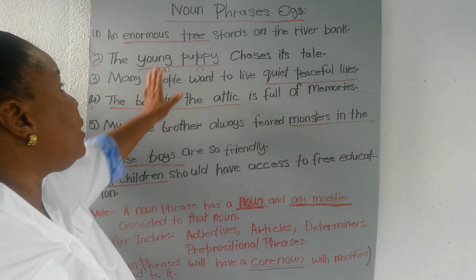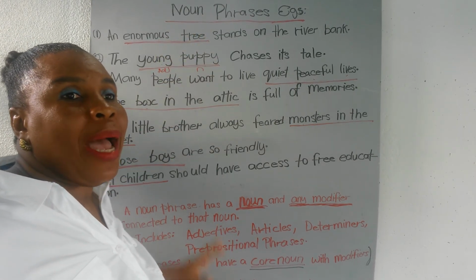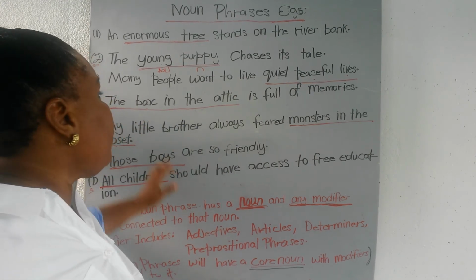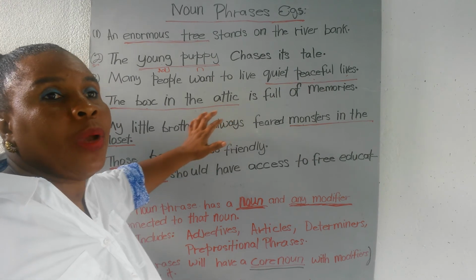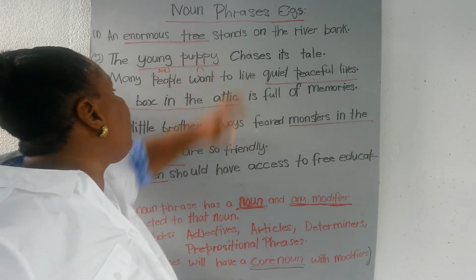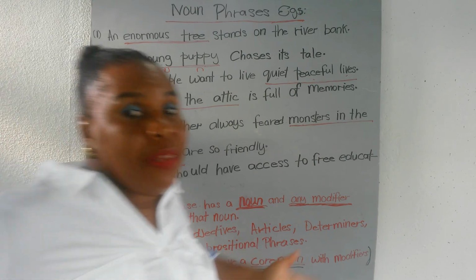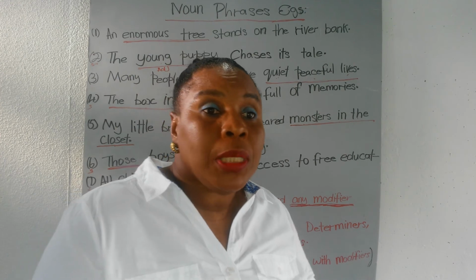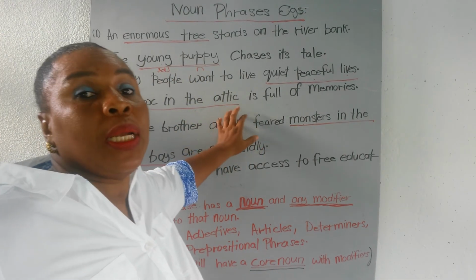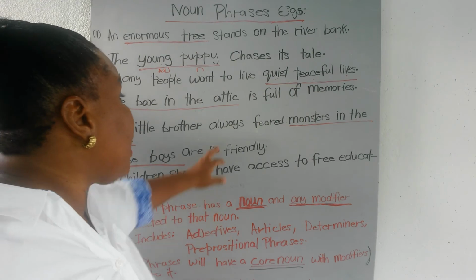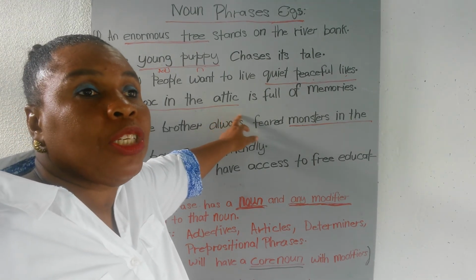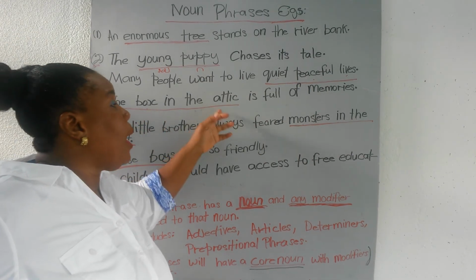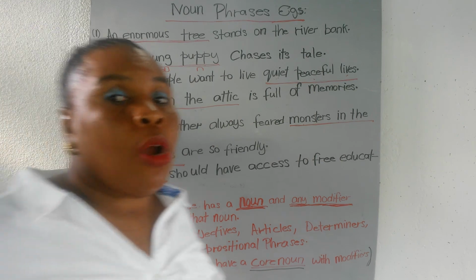So if they say, give us the noun phrase or identify the noun phrase in this sentence, you would say the box in the attic, right? The box in the attic would be the noun phrase. The box by itself is the subject. You're talking about the box. The box in the attic gives you the noun phrase because it has a prepositional phrase. So it has an article, it has a noun, and it has the place where the box is located.